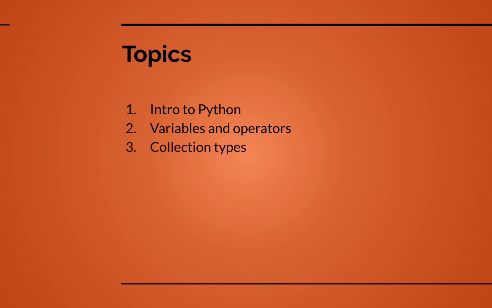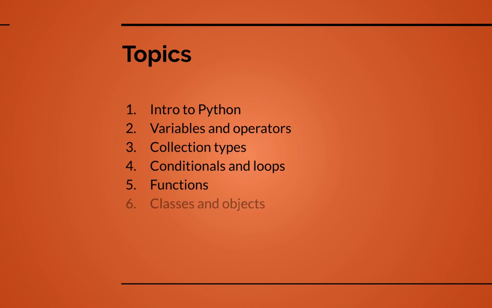Now, our specific topics start with, again, an intro to Python. We'll just talk about why you should learn Python and what it's all about. Then go into variables and operators. Then we'll talk about collection types. This will be like lists and dictionaries. Then we talk about conditionals and loops, so if statements, while loops, and for loops. Then move into functions. We'll also introduce parameters and return types. And finally, classes and objects. So basically, all of the topics 2 through 5 will be gearing towards this final one, classes and objects that bring everything together.